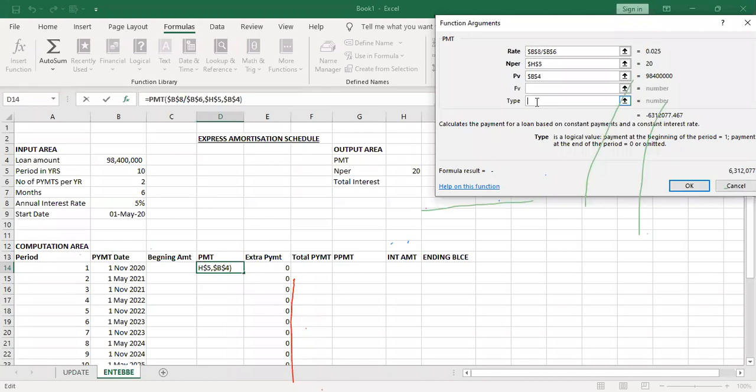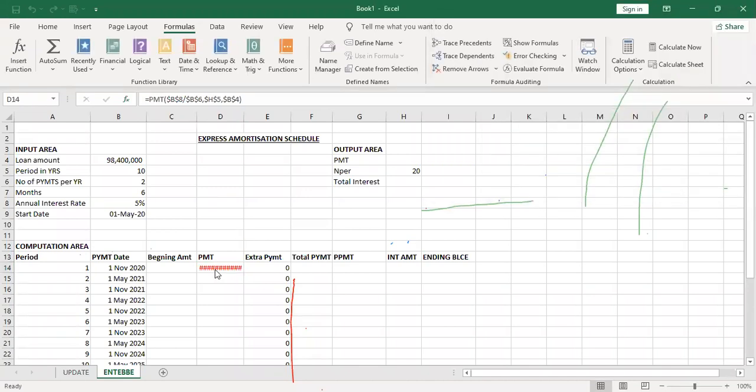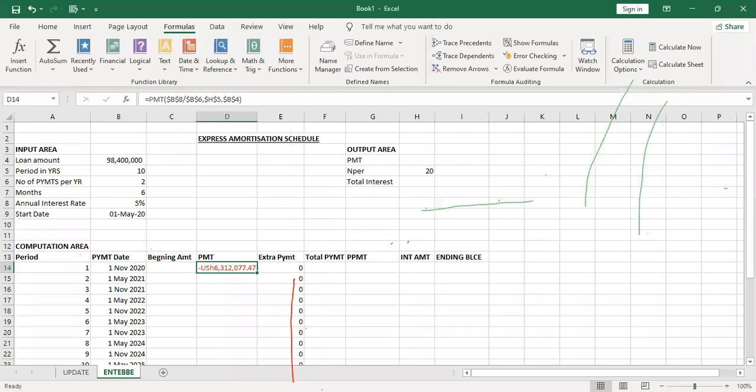And then after that, you click on OK. And then you'll get your NPER. Now, if you get hashes like this, you can resize this. And then it will be in red, negative, but in red.